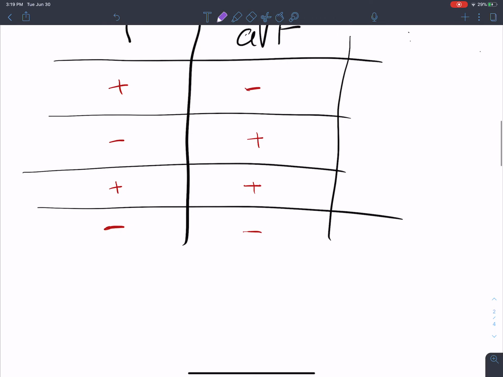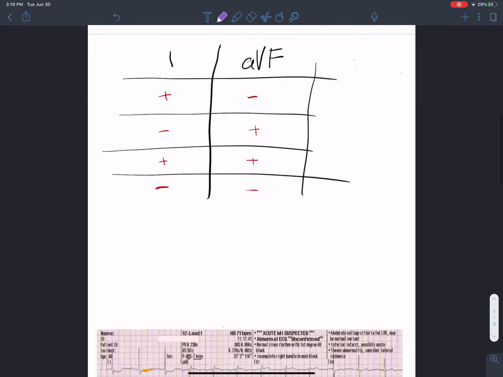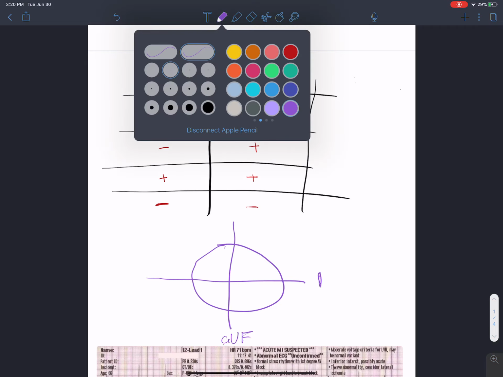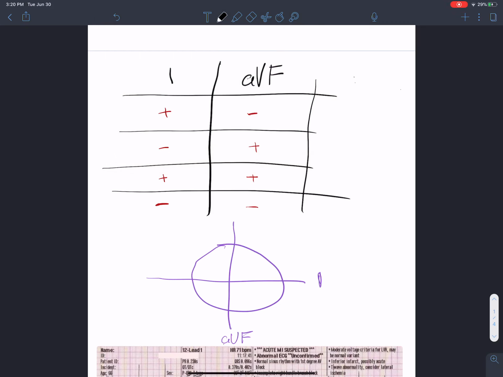Start with purple. What I like to do on tests to really understand what's going on is draw out my little bullseye. I know lead 1 is over here. I know AVF is down here. I have that memorized. So we're going to start with lead 1. I see a positive deflection, so I know it's traveling toward that. And negative, I know it's traveling away from AVF. Get why I did that? Positive traveling toward lead 1, and then negative traveling away from AVF.